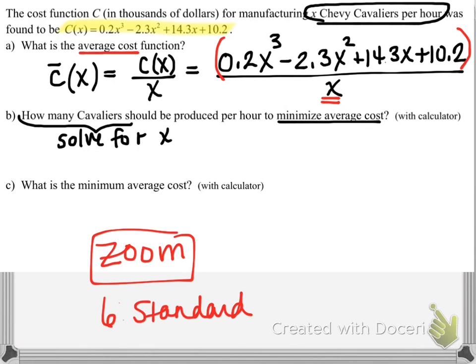On a standard viewing window, you should see part of the left-hand side of this function, which we will ignore because x cannot be a negative value here. We can't produce a negative number of Chevy Cavaliers. And on the right-hand side, you should start to see just the bottom. That's what my screen looks like on a standard viewing window. I see just this little bottom part of the right-hand piece of my function. And we want to calculate the minimum, so we definitely want to calculate this min.